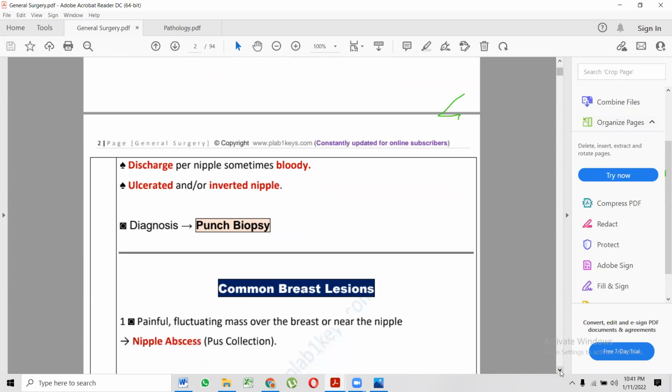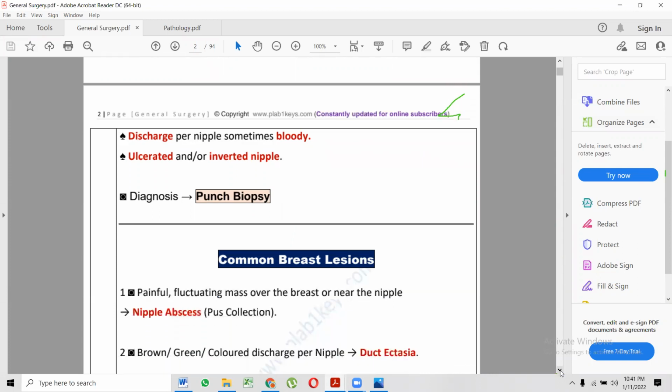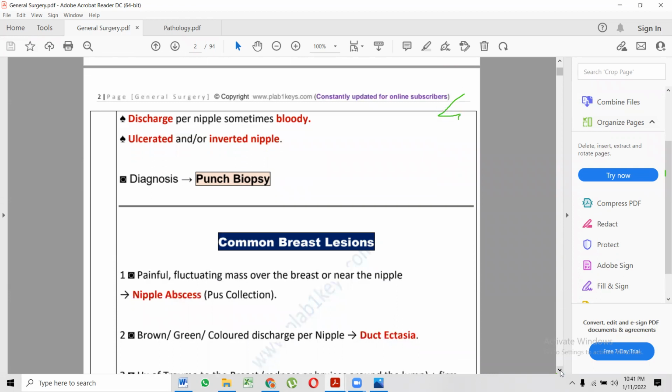What are the other common breast lesions? Now, the first of them is nipple abscess or breast abscess. Abscess is always painful, so painful fluctuating mass over the breast or near the nipple, then it is most likely breast abscess or nipple abscess. Remember that in surgery, the treatment of abscess is always incision and drainage plus antibiotics. If you do not drain the abscess, the patient's symptoms will not improve no matter how much antibiotic you give to the patient.